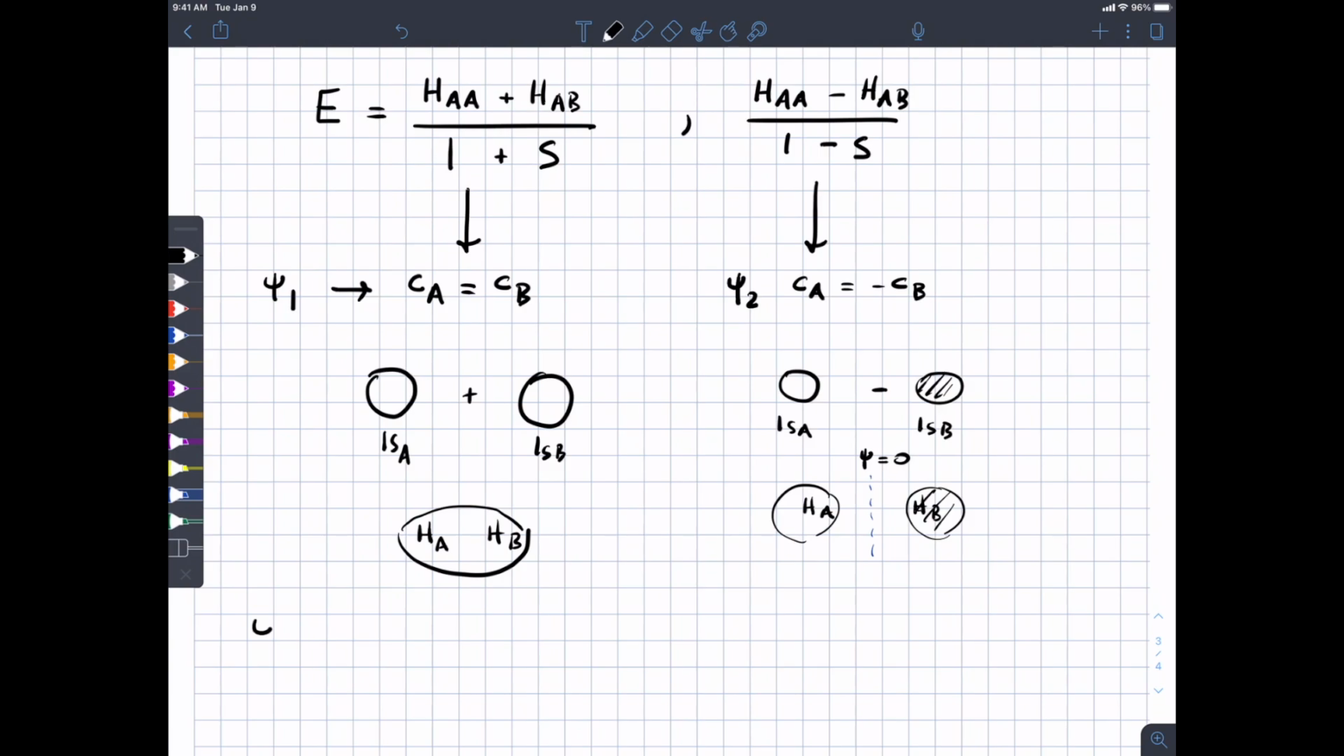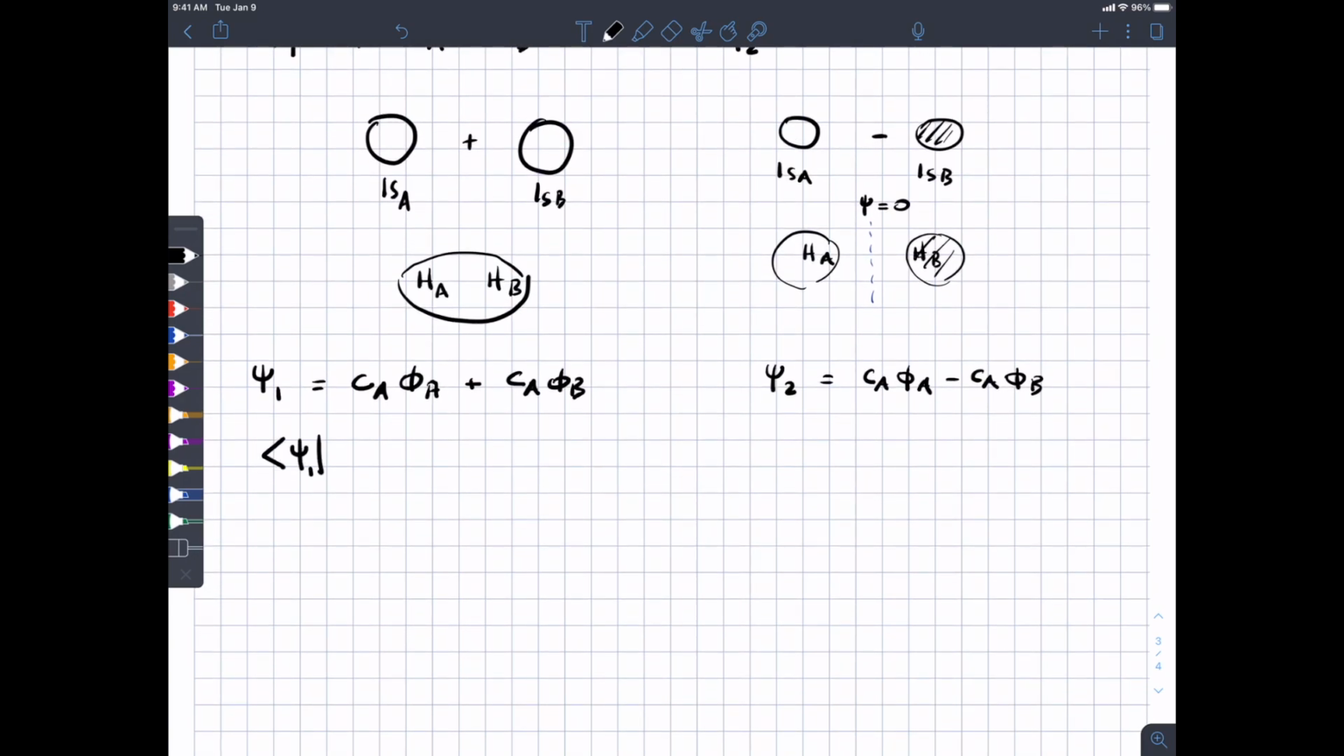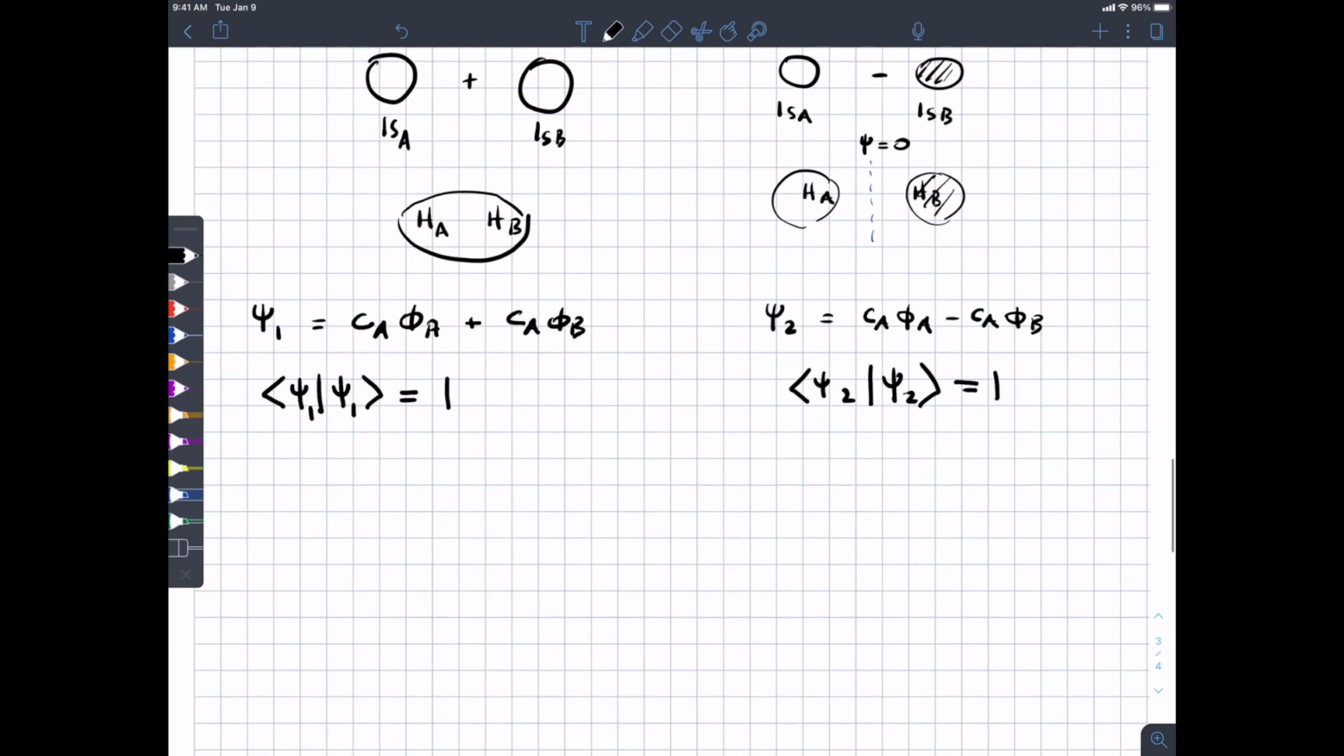Now, if you want, then you can let the first orbital that we made be Ca times phi A plus Ca times phi B, because Ca equals Cb. And then our second orbital is going to be Ca times phi A minus Ca times phi B. If you do that and then set those integrals equal to 1, we're not going to do that in class, but if you do that, you can actually get values for what those coefficients should be. In the lowest energy orbital, it turns out to be something like this, where S is the overlap integral, and that's also equal to Cb.